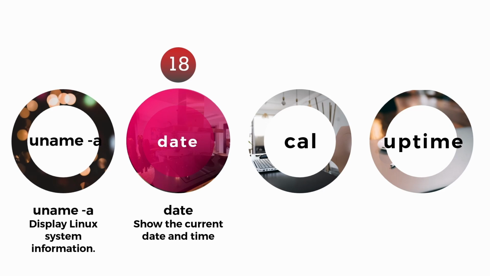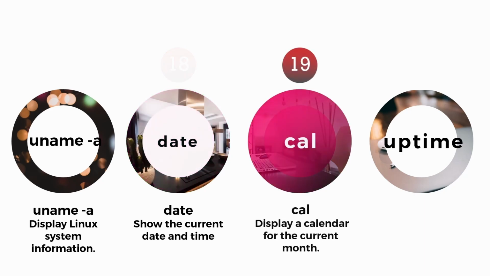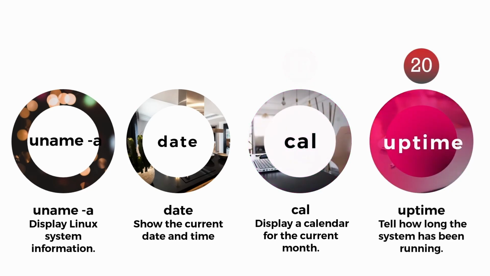Next command is the date command. Date is a pretty straightforward command, it is used to display the current date and time on a system. Next command is cal. Cal is short for calendar, and it is used to display a calendar for the current month or a specified month and year.